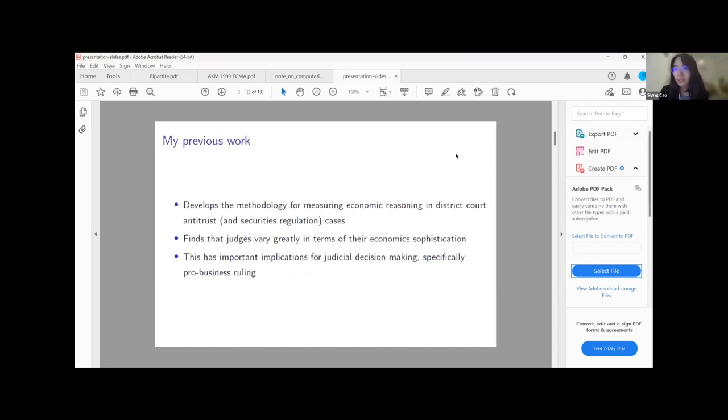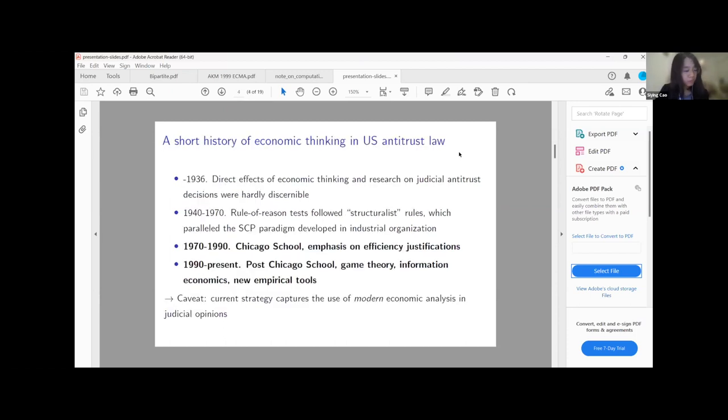So my previous work was on this broader agenda. I developed a methodology for quantifying the use of economic reasoning in district court cases, which includes antitrust and also securities regulation. But the focus back then was more on the variation across judges in their economic sophistication and what that might imply for judicial decision making. But here, for this conference, I'm going to focus more on the methodology and also discuss towards the end how these dictionary-based methods can be used not only for understanding the use of economic ideas, but also potentially for other analysis that leverages textual data.